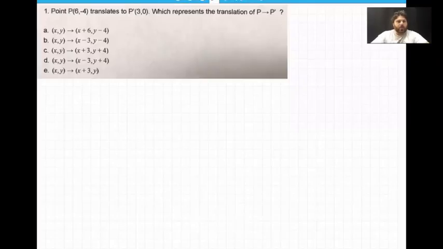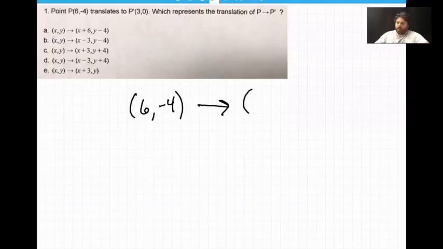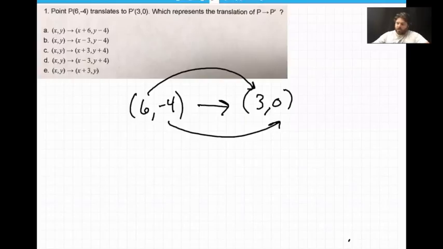Question 1 says point P, which is located at (6, -4), translates to P prime, which is located at (3, 0). Which represents the translation of P to P prime? All right, so we know we're starting at this location (6, -4), and we're going to the location (3, 0). So basically, how are we changing the X and how are we changing the Y? It looks like we took away 3 on X and we added 4 on Y, right?